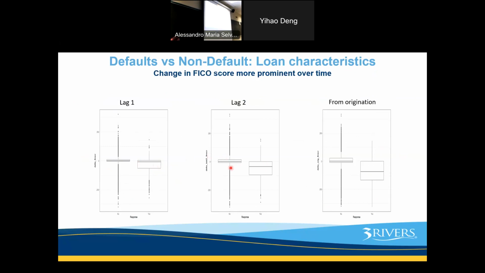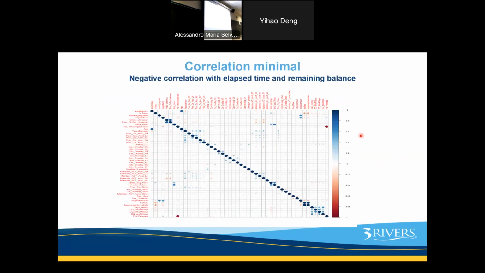We see with lag 2, there's a bigger shift in the decrease in FICO score with the defaults than with lag 1. And then from origination, there's even a bigger decrease. So it appears that with these default accounts it's a buildup over time, where it progressively gets worse for them. It makes it harder to make the payments, and eventually they just stop making them.